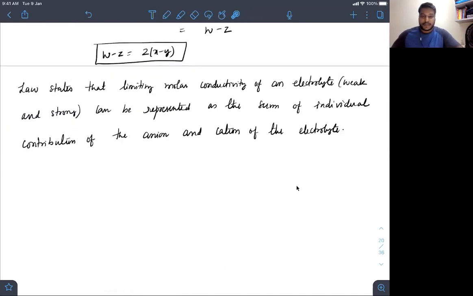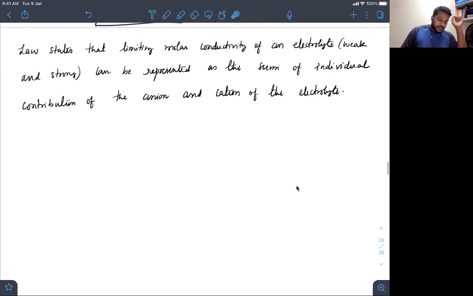Yes, sir. Right. So taking this into account, the law states that the limiting molar conductivity of an electrolyte, whether weak or strong, can be represented as the sum of the individual contributions of anions and cations, and they can always be used as a source for both weak electrolytes and strong electrolytes. Okay.